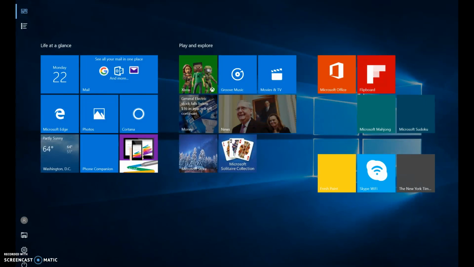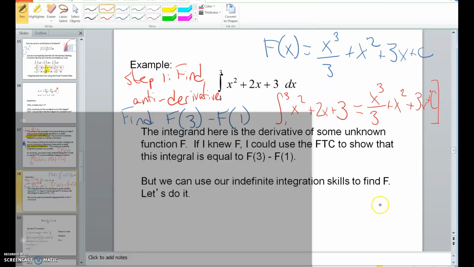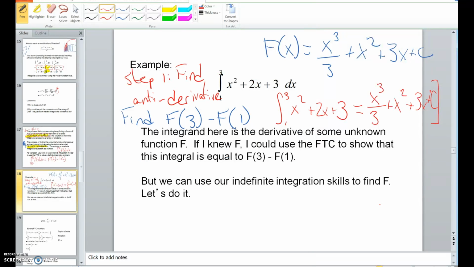That's not what I wanted. That symbol means evaluated at 2 points, and then you take the difference. So this is read as x cubed over 3 plus x squared plus 3x plus c, evaluated at 3 minus evaluated at 1.